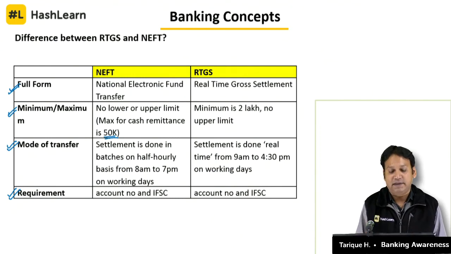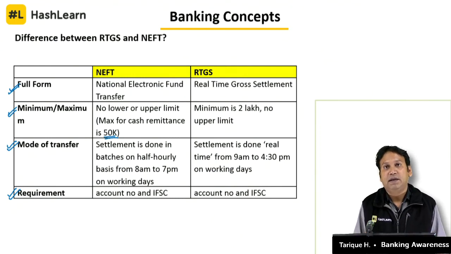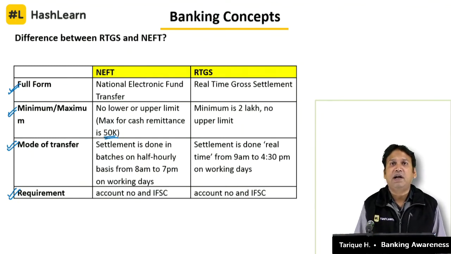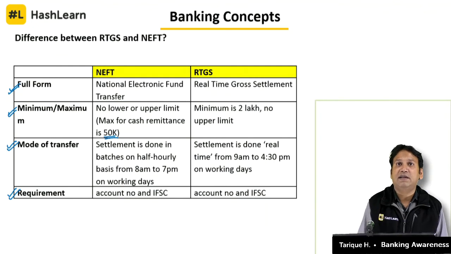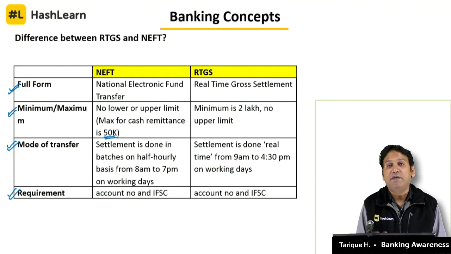For RTGS, the minimum is 2 lakhs. So you should have a minimum amount of 2 lakh to transfer. There is no upper limit. Different banks have different upper limits mentioned on their websites. For example, HDFC says that the per transaction upper limit is 10 lakh rupees. But if you go to the RBI website and check it there, you will see that there is no upper limit for the RTGS transaction or the NEFT transaction. For RTGS, the minimum limit is 2 lakh rupees.